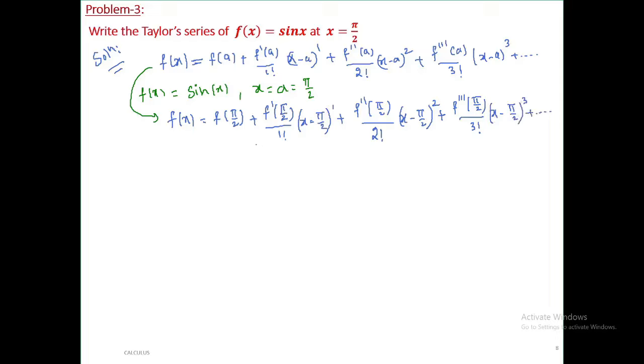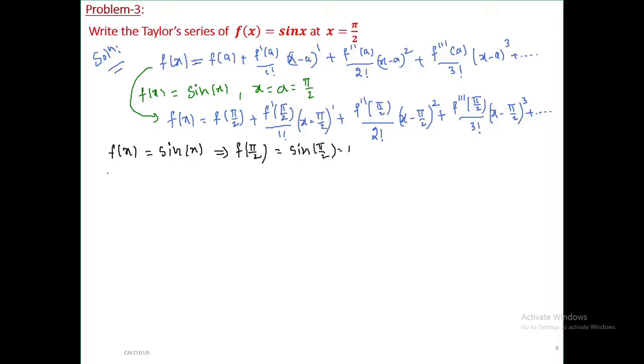Okay. Now let us calculate all the unknowns here. f of pi by 2 is unknown, f dash of pi by 2 is a second unknown, and similarly f double dash of pi by 2 and f triple dash of pi by 2 are unknown. Substitute all, find out all those things. So first, f of x is given, which is sin x. And now what is f at pi by 2? That means sin pi by 2. So sin pi by 2 is 1. Sin of 90 degrees will be 1.